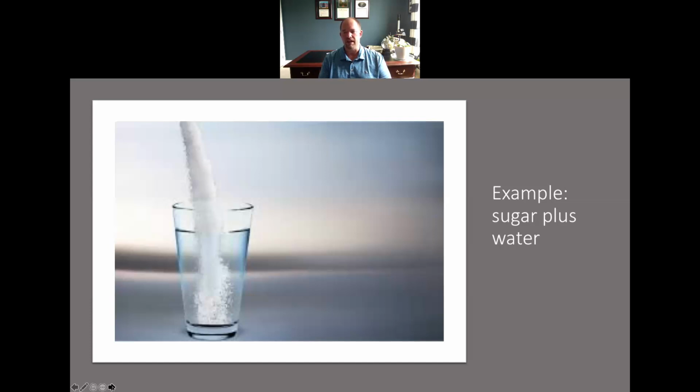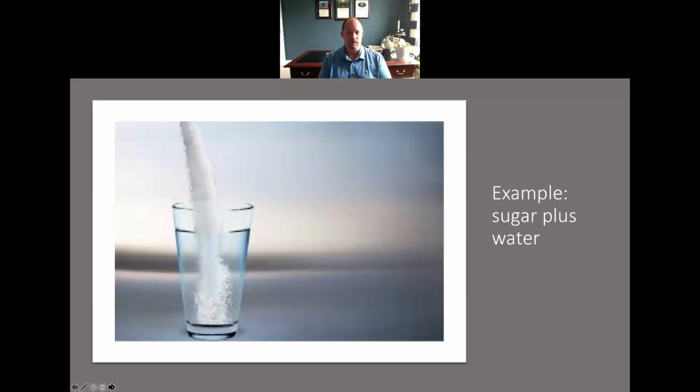But a good example of something going into solution in water would be sugar. When we dissolve sugar in water, if you're going to make Kool-Aid or lemonade or something like that, you all know that when you dump sugar in water, it dissolves. The solution remains clear, but you know the sugar is there. If you were to taste that water, you can certainly taste the sugar in the water.